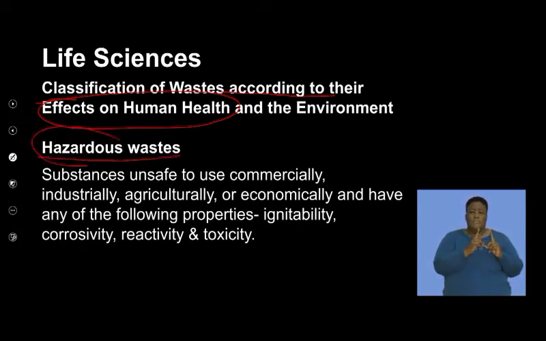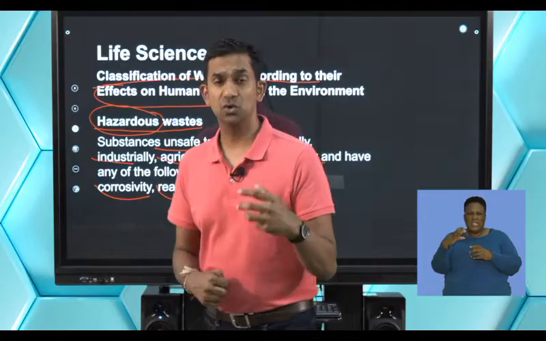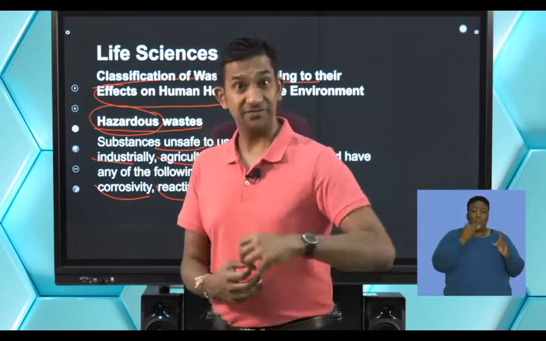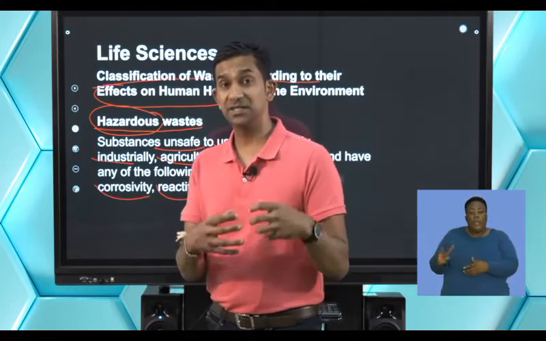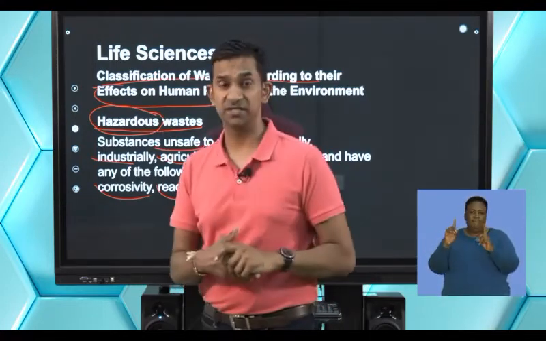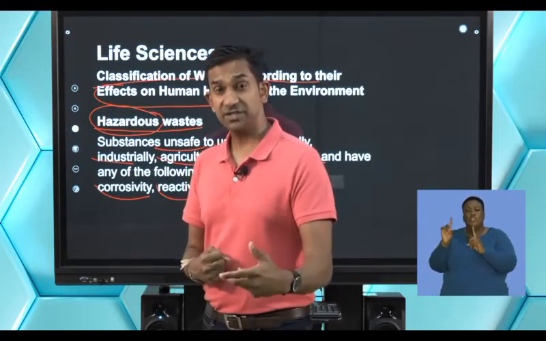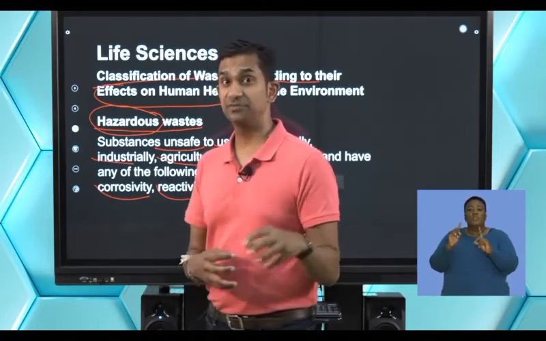Hazardous would be waste that can cause harm to humans. So substances that are unsafe to use commercially, industrially, agriculturally, or economically have any of the following properties. These would include: they are able to be ignited, they are corrosive, or they are reactive or toxic. So these would be things that could cause harm both to humans if they're disposed of, or to the animals and plants. So we refer to these as hazardous waste. They are dangerous to the environment, but they're also dangerous in terms of people living around them.